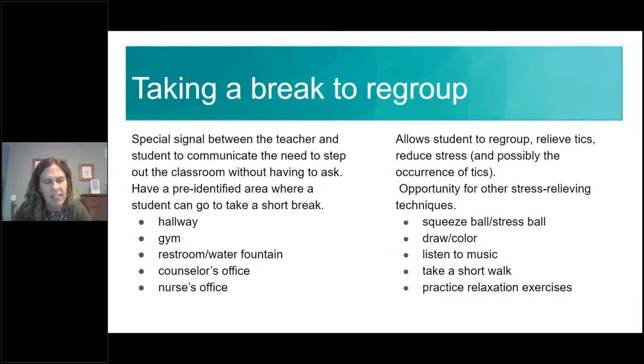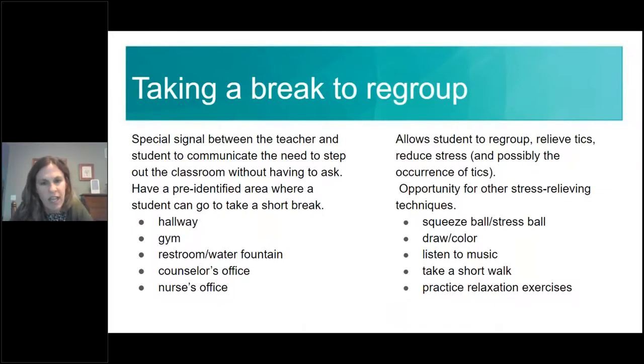Especially when tics become so intense that they distract the student from being able to participate in the class, it's great if the teacher and the student have a special signal worked out ahead of time, so they can communicate the need to step out of the classroom without even having to verbalize it, okay? And it works both ways. The student can give the signal, and sometimes some kids don't even recognize that maybe they would benefit from a break, so the teacher can give the signal too. And if the kid thinks, oh yeah, that is a good idea, then they just get up and go to that pre-identified area for a few minutes, okay?